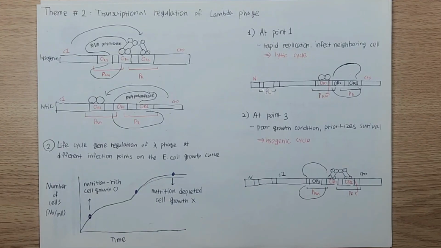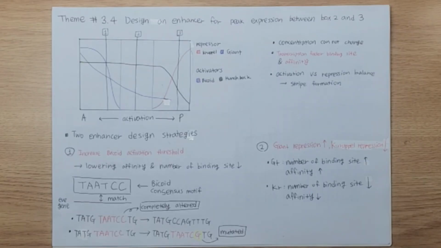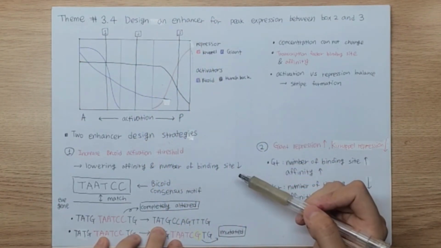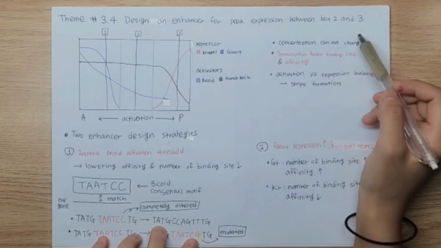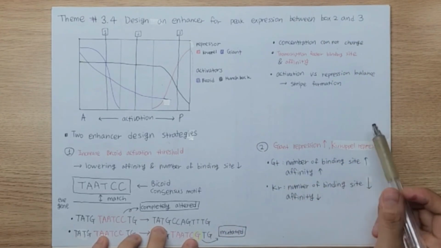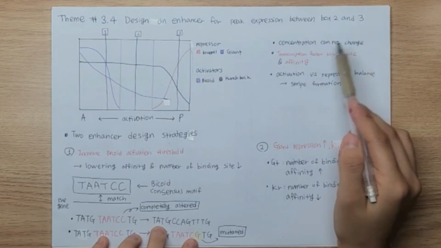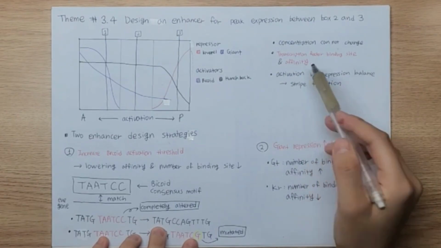Now, let's move on to the last topic, combinatorial transcriptional control in eukaryotes. Question 3.4 is to design a new enhancer that drives the highest gene expression at the position between the 2 points, box 2 and box 3. In this case, the concentrations of the transcription factors cannot change, but the transcription factor binding sites and their binding affinities can be reorganized.